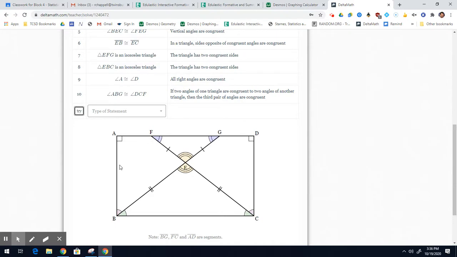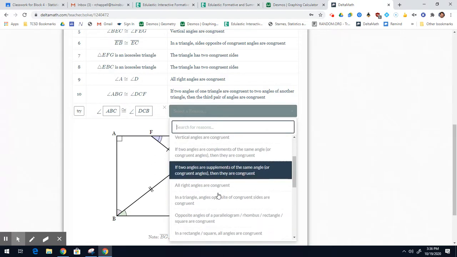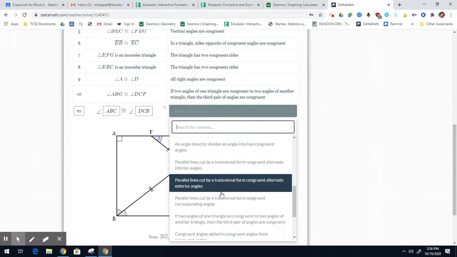Okay, good. So now we can say that angle ABC and DCB are congruent because they're made up of congruent angles. So now we can say that angle ABC and angle DCB are congruent because if you add congruent angles, you get more congruent angles.